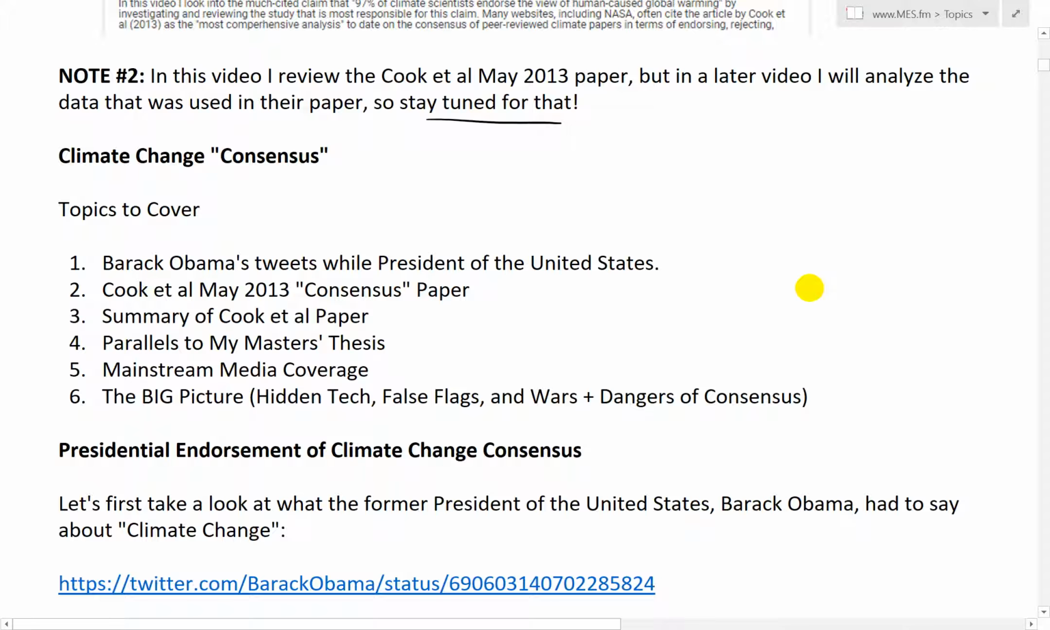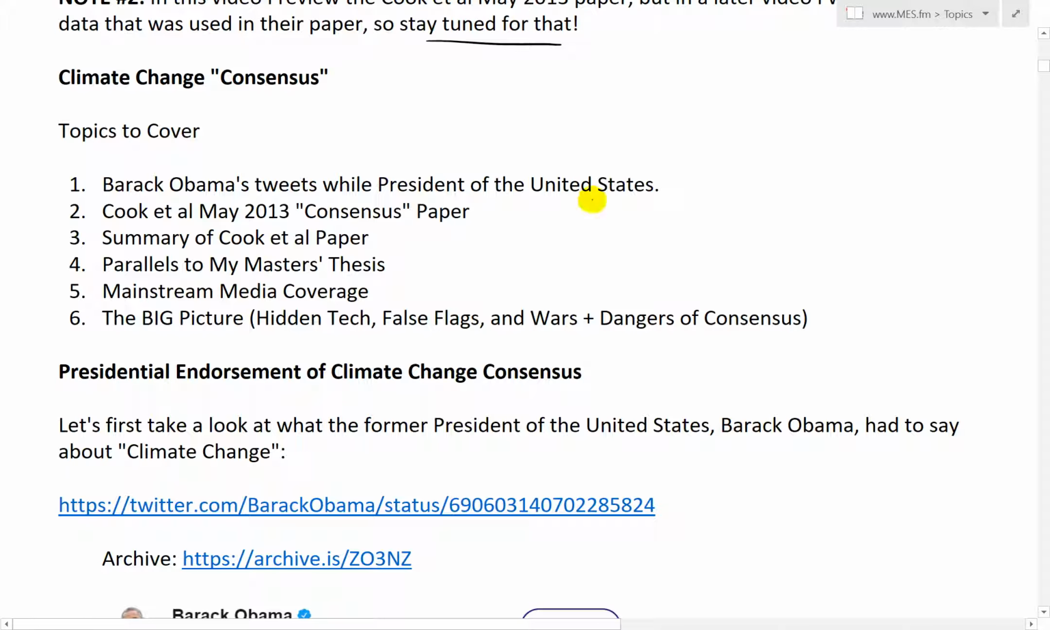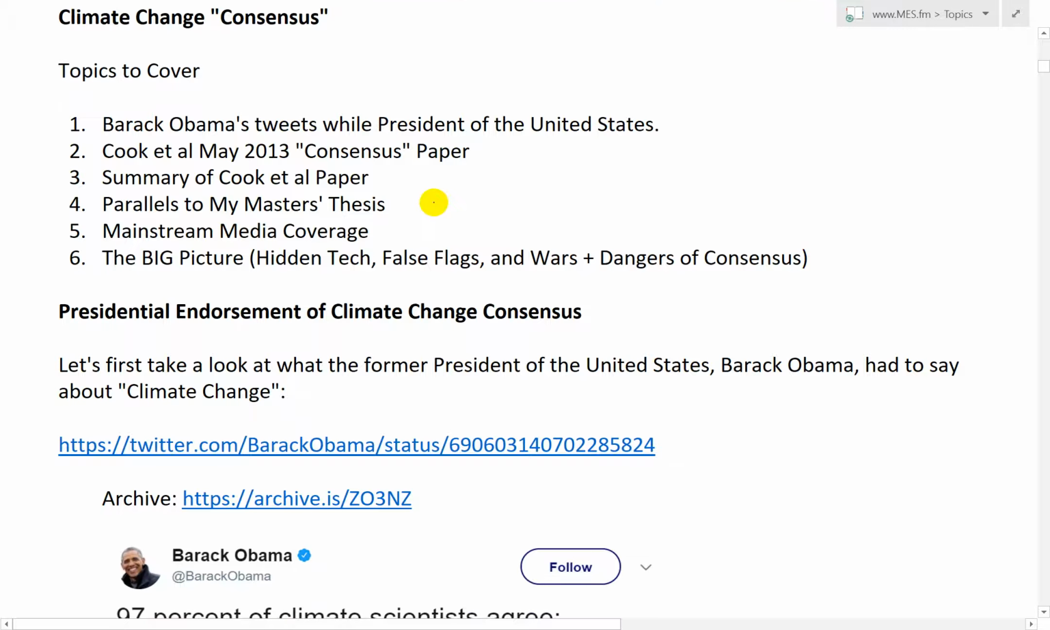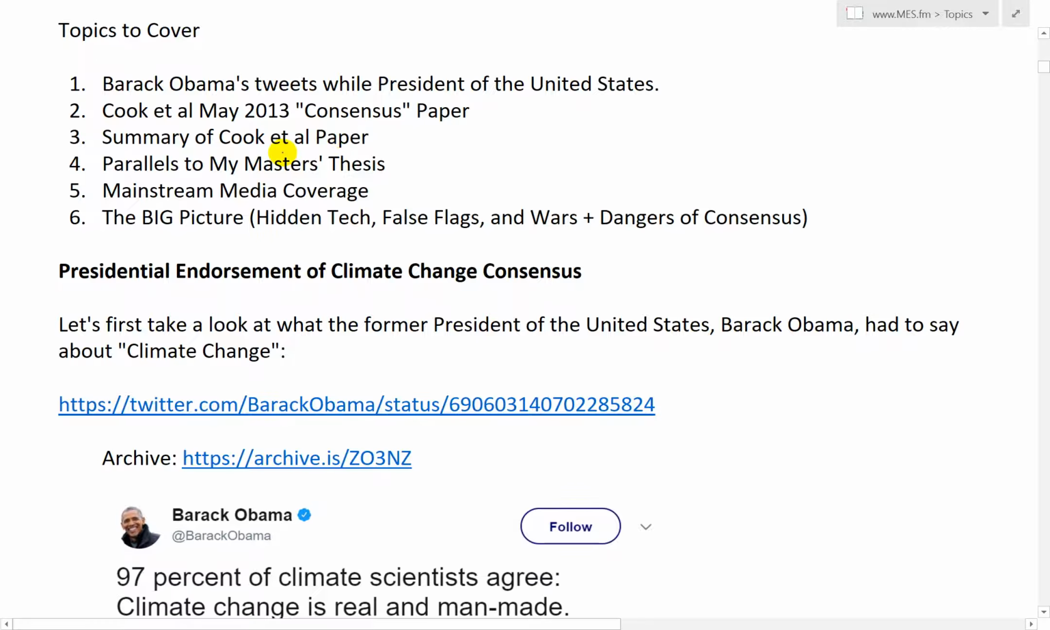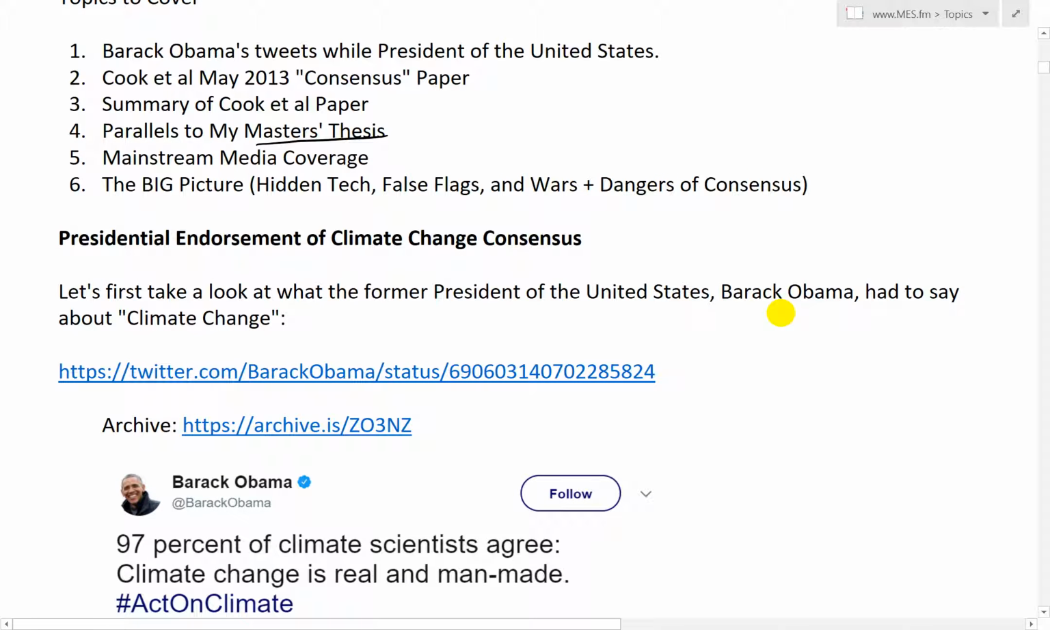Topics to cover: Barack Obama's tweets while President of the United States, the Cook et al. May 2013 consensus paper, and then a summary of that Cook et al. paper. Et al. just means "and others," and it's used when referencing sources, just to shorten it, so Cook and others, or Cook et al. Then parallels to my master's thesis. I did a master's in mining engineering, and I'll go over a bit of that and how it relates to this whole consensus topic, and also go over mainstream media coverage.